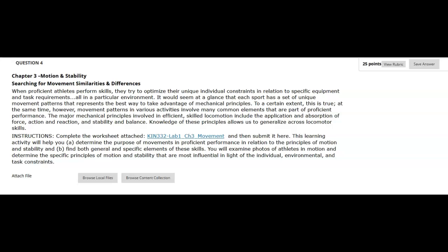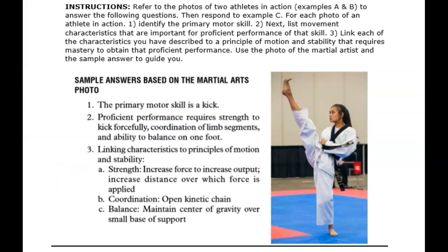Question 4 in the lab sort of gives some people some troubles, so I thought I would just go over a little bit of what's expected in this. So open this worksheet here, and it will have the instructions in it. The first 2 examples in this assignment have you filling out the way the student or the person in the picture is having their movement. So for example, in this first one, it's just talking about a martial art picture here of her doing a high kick.